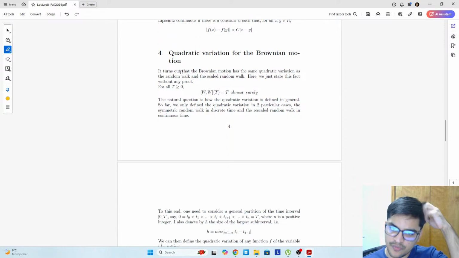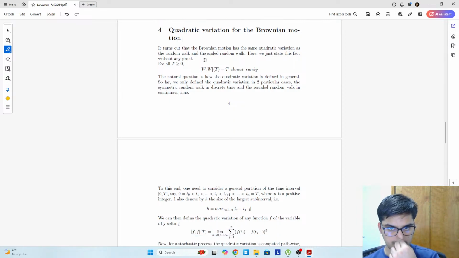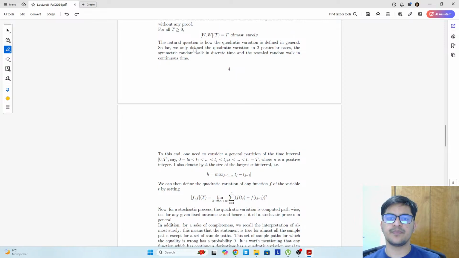And now we move to quadratic variation of Brownian motion. It turns out that Brownian motion has the same quadratic variation as a random walk and the scaled down random walk. Here we just state this fact without any proof. So that basically says that the quadratic variation of Wt is equal to t.